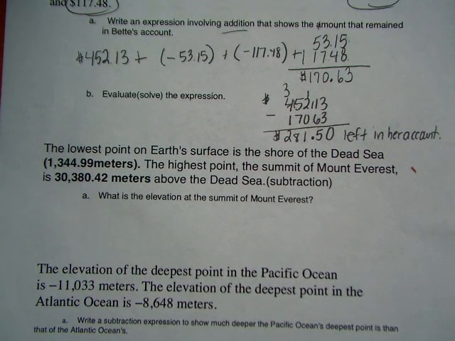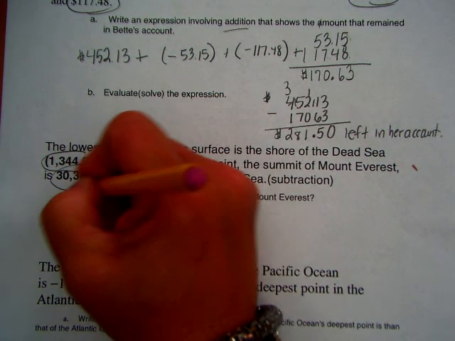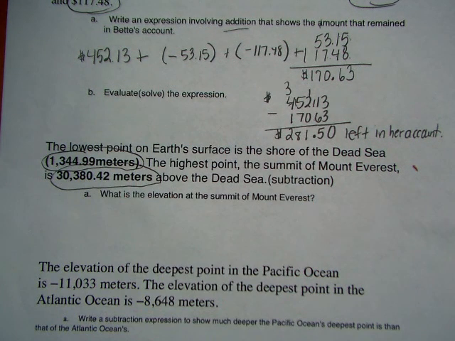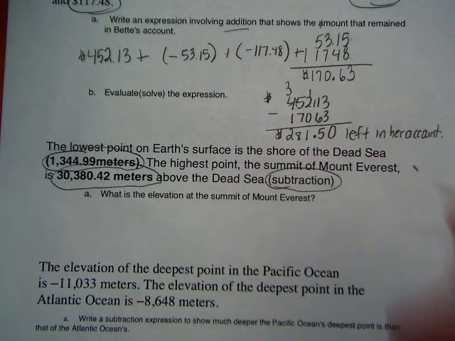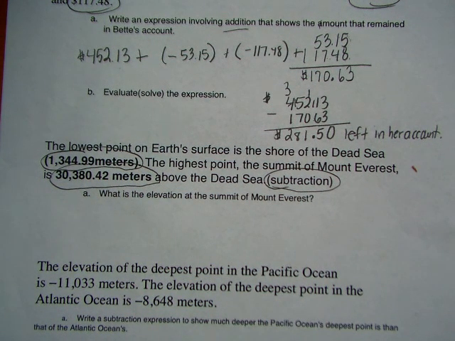The lowest point on the Earth's surface is the shore of the Dead Sea. It tells you that it's 1,344.99 meters. The highest point is the summit of Mount Everest, which is 30,380.42 meters. So these two numbers right here are your important numbers. They want you, I put over here that you're going to do subtraction. What's the elevation at the summit of Mount Everest?